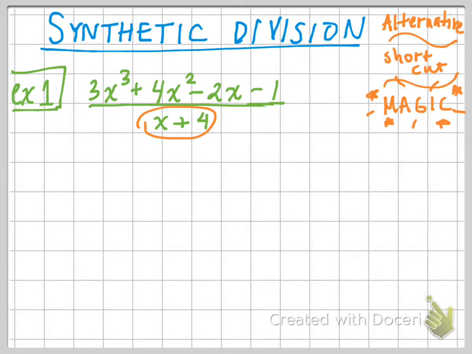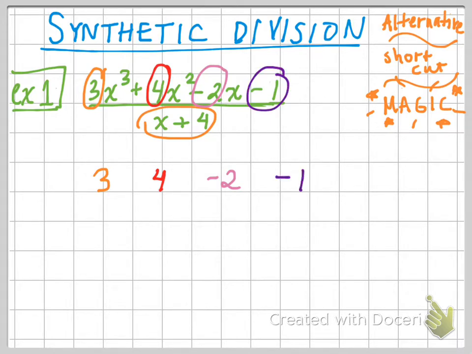And what we're going to do is scoop up each of the coefficients from our numerator. So the first coefficient is a 3, so I'm going to write a 3. I'm going to try to use a lot of different colors here to emphasize what's going on. The next coefficient is a 4, so I'm going to write a 4. Next up, we have a negative 2. Make sure you bring the negative sign along with it. And then lastly, we have a negative 1.